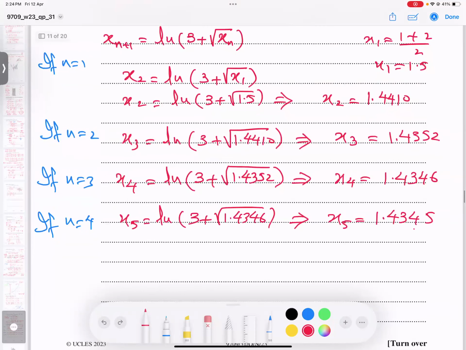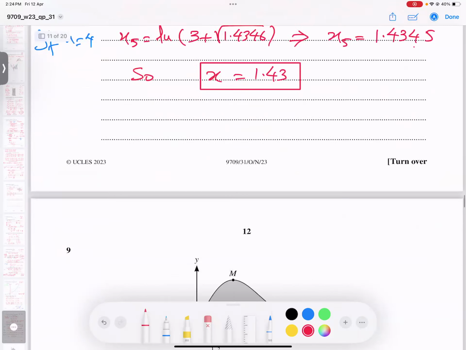So I think this number is gradually decreasing, so we can say that the x value is approximately 1.43. Alhamdulillahi Rabbil Alameen. So this idea is clear.